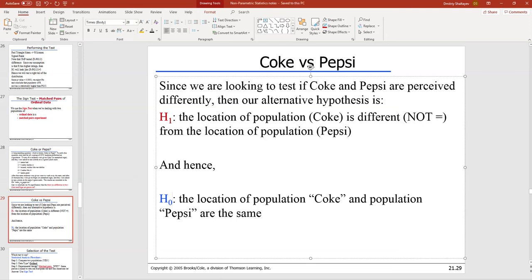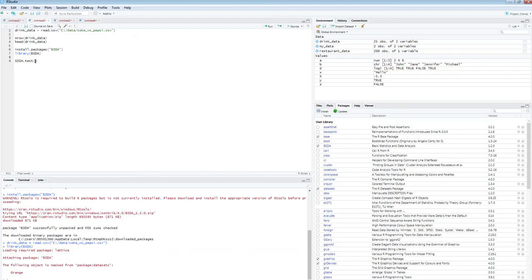Okay. Alright, so let's go back to the sign test. It doesn't matter really which I put first, so let's put Coke first. So I have drink data Coke, that's my population number 1. Drink data Pepsi, that's my population number 2. And then MD. So instead of mu, the difference between the averages, it's the difference between the medians.